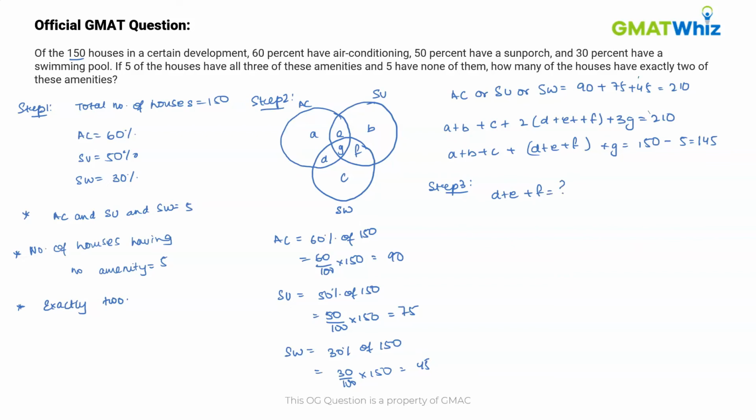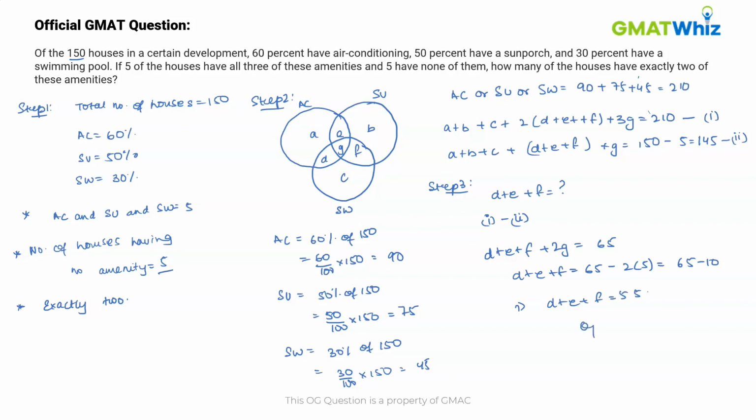Now when we subtract the 2 equations, suppose this is the equation 1 and this is the equation 2. When we subtract equation 2 from equation 1, we get D plus E plus F plus 2G equals 65. Now we know the value of G is equal to 5. Therefore, D plus E plus F should be equal to 65 minus 2 times 5, which is equal to 65 minus 10. This gives us the value of D plus E plus F, which is equal to 55.